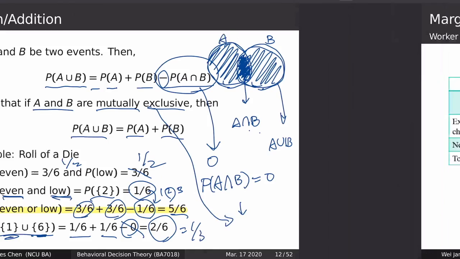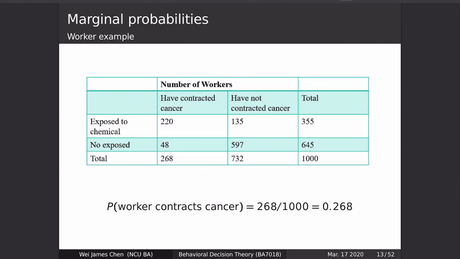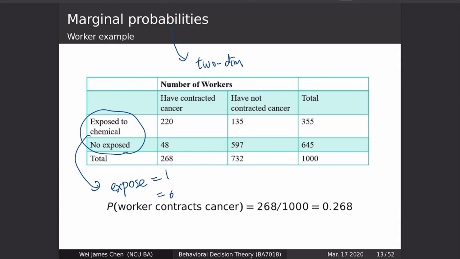Okay, and now, this is also a very important definition, which is the marginal probability. Here we have a worker example. This marginal probability is defined when there are two-dimensional data. Here, the two dimensions are whether you are exposed to a chemical. So let's say this variable is called expose. It's equal to 1 if you are exposed, equal to 0 if you are not exposed.